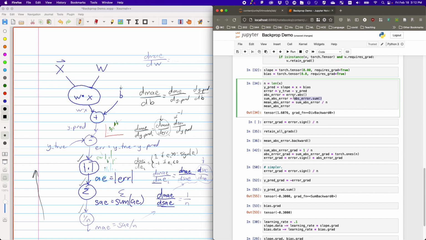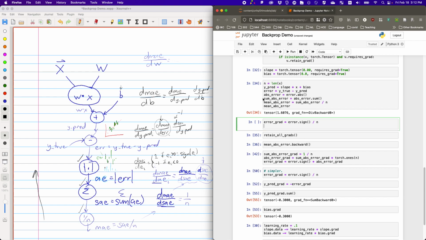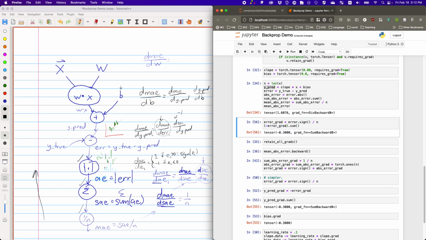The summation didn't change, it gave us a bunch of ones, but we didn't have to change that. Then the gradient of this step was the sign, so here comes the error sign over n. And then we didn't actually need our ypred grad. We could just go straight from that to our bias grad, which is: take our error grad, negative of that, and sum. So that was our bias grad.